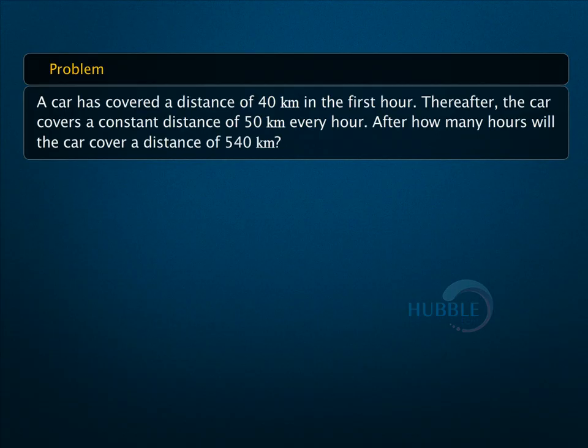A car has covered a distance of 40 kilometers in the first hour. Thereafter, the car covers a constant distance of 50 kilometers every hour. After how many hours will the car cover a distance of 540 kilometers?